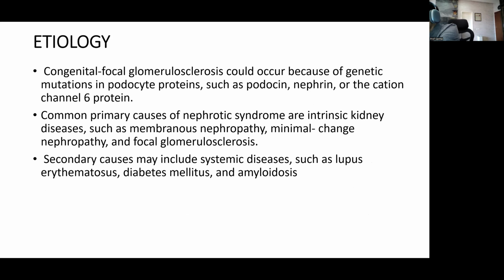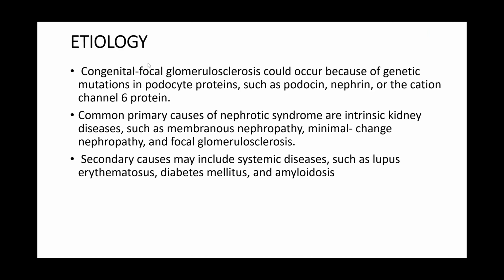Coming to etiology, it can be due to congenital or primary causes and secondary causes. Congenital causes may be focal glomerular sclerosis, could occur because of genetic mutations in the podocyte protein such as podocin, nephrin, or the cation channel 6 protein. Primary causes are mostly membranous nephropathy, minimal change disease, and focal glomerulosclerosis. Secondary causes include systemic diseases, diabetes mellitus, and immune causes like lupus erythematosus and amyloidosis.